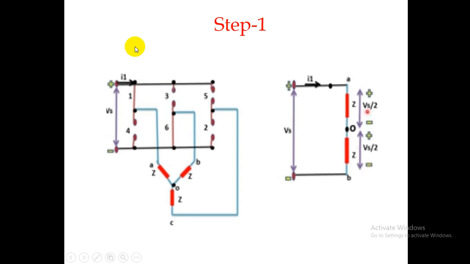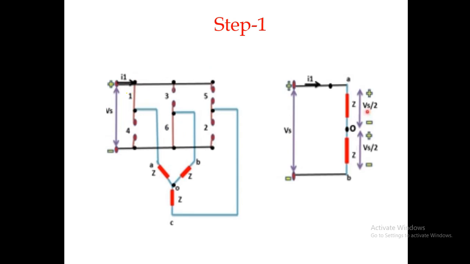Here what I am doing is, in step 1, I am not giving any gate signal to thyristor 3, thyristor 5 from the positive side, and I am not giving any signal to thyristor 4, thyristor 2 for the negative group, and I am just giving the gate signal to thyristor 1 and thyristor 6, which are going to be on for this duration. When we consider the duration from 0 to 60, thyristor 1 is on, thyristor 6 is on.